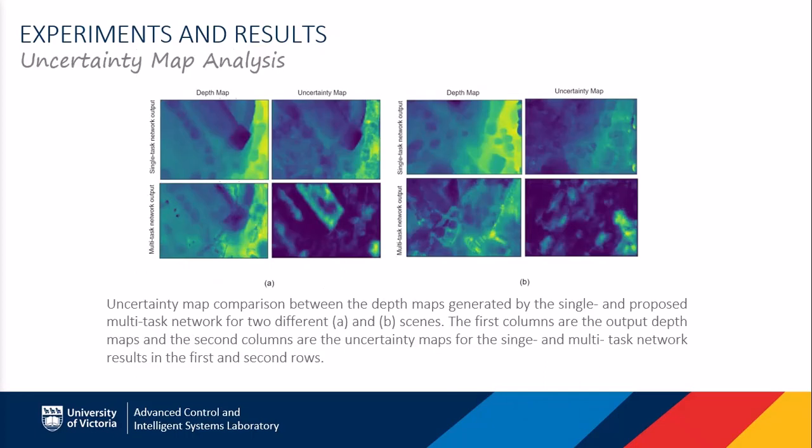And here are the uncertainty map results. These maps have been generated by activating 2D dropouts of the network at inference time and doing multiple forward passes, and each pixel here represents the variance of the outputs of the forward passes. As you can see, for the multitask network, lower uncertainties or lower variances have been observed around structures, which is the opposite case for the single task network.